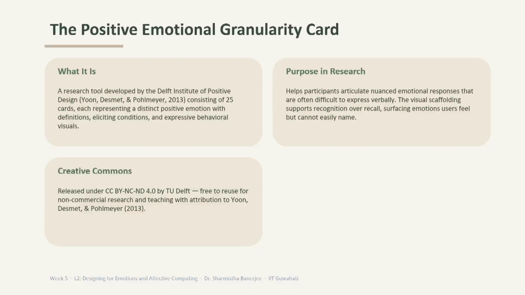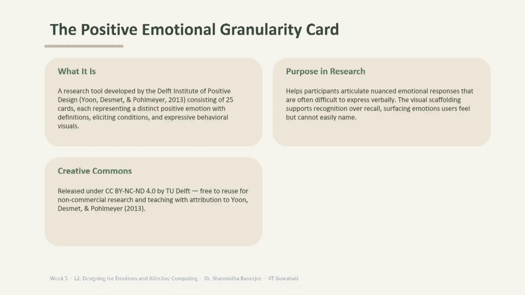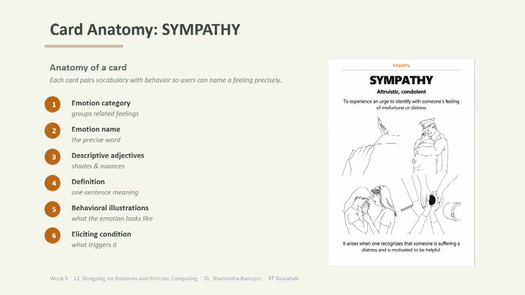It is licensed under Creative Commons, and the purpose in research that you can use it is it helps participants articulate nuanced emotional responses that are often difficult to express verbally. The visual scaffolding supports recognition over recall and surfaces emotions users feel but cannot easily name. So let's look at the anatomy of each one of these cards. When you try to use these cards, you can download these cards. The link to the same is given later on.